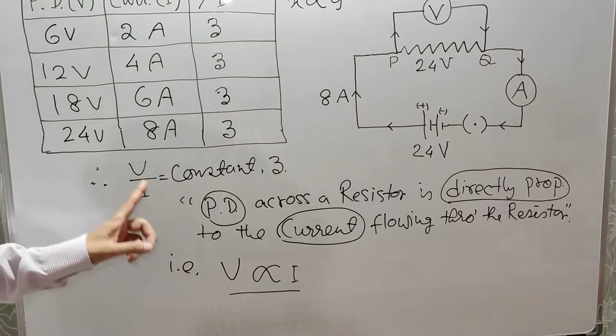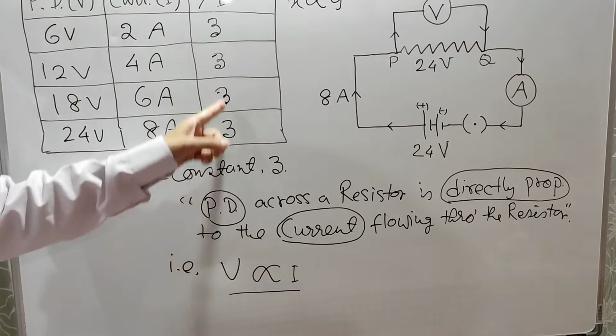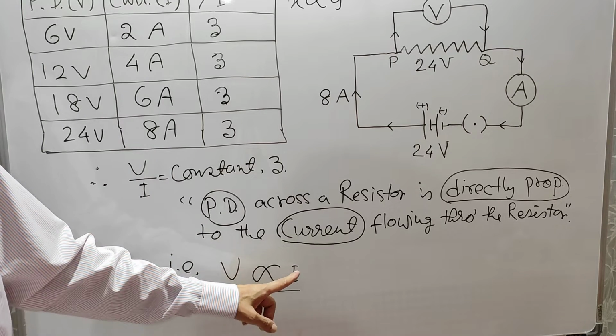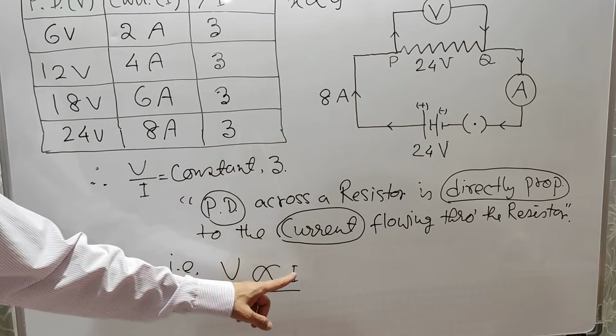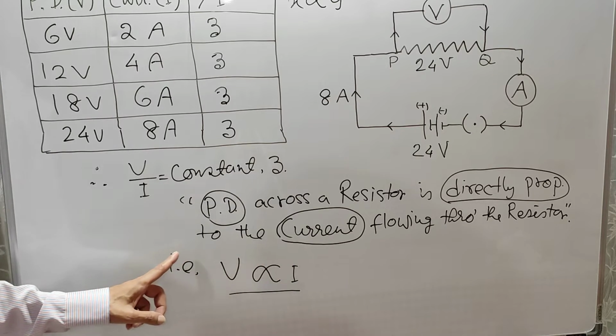Alright. So V is directly proportional to I because we have found V by I is constant. This constant is 3. Therefore, what do we conclude? V is directly proportional to I. And this is the formal mathematical representation of Ohm's law.